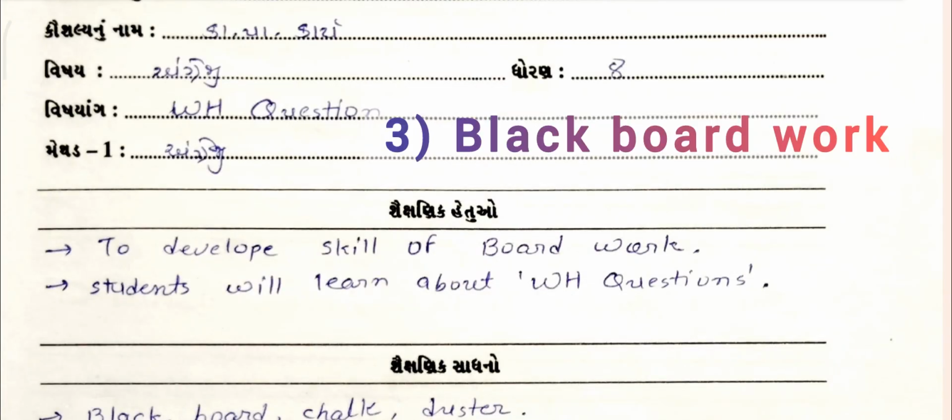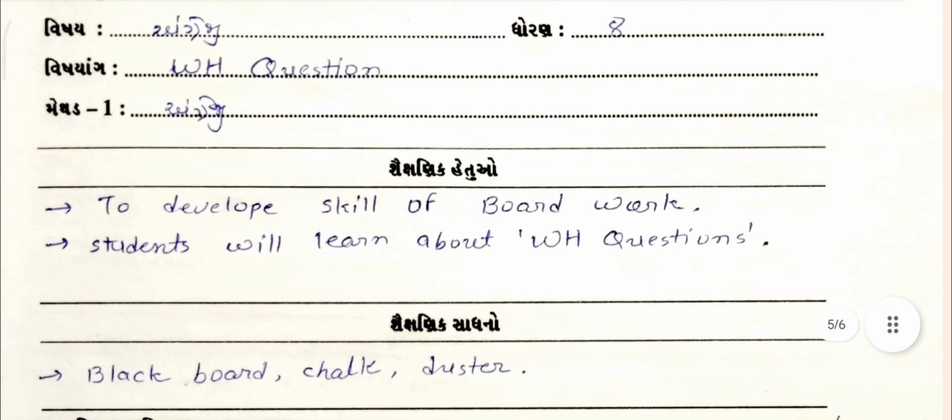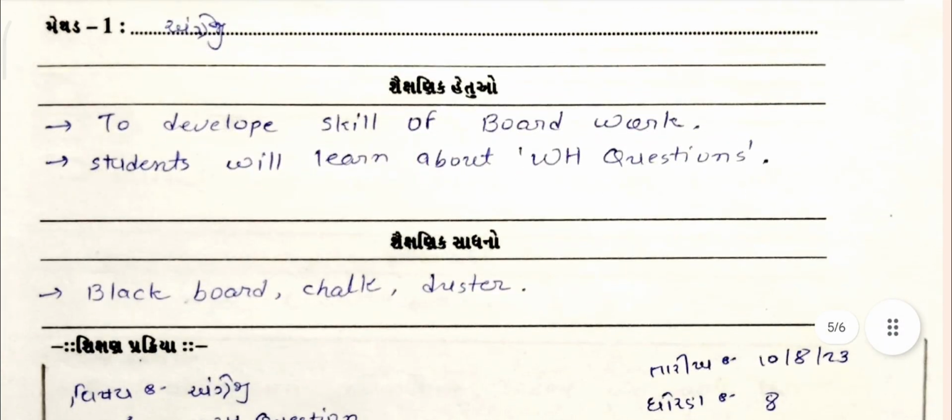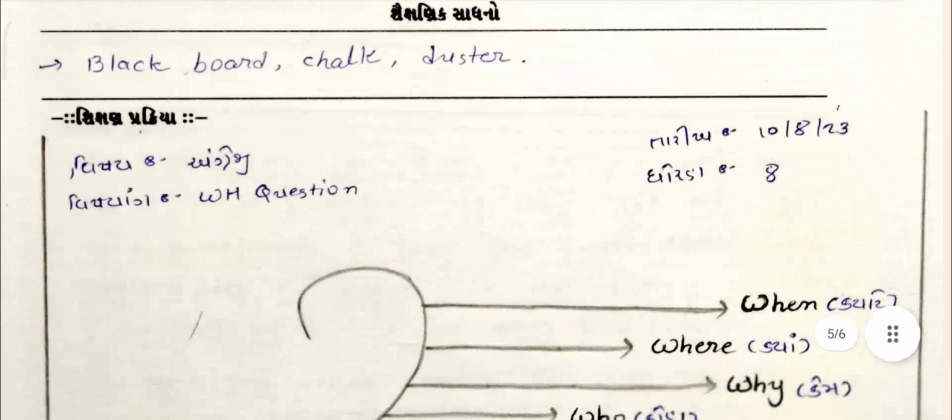My third skill of micro lesson was Kappa Karya, means blackboard work. And my topic was WH questions of standard 8. Objectives are to develop the skill of board work and students will learn about WH questions. Teaching material was blackboard, chalk and duster.